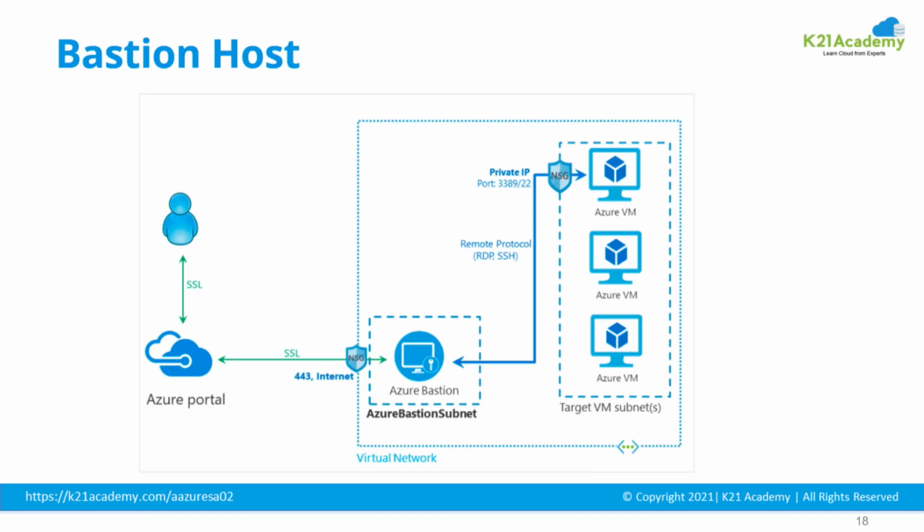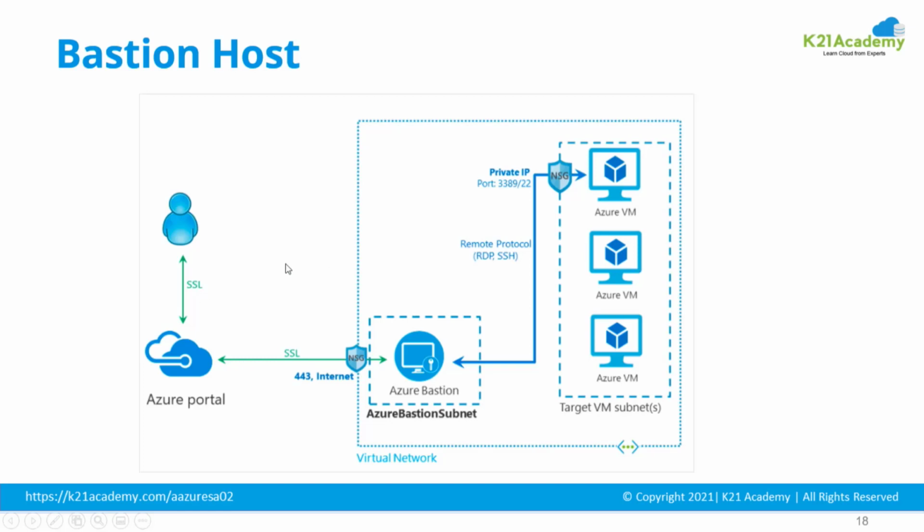Now, one way to connect to these machines over the internet is, if it's a Windows machine, you open port number 3389, the RDP port. Or if it's a Linux machine, you open port 22. RDP is the Remote Desktop Protocol, which listens on port number 3389, and SSH, which stands for Secure Shell, listens on port number 22.